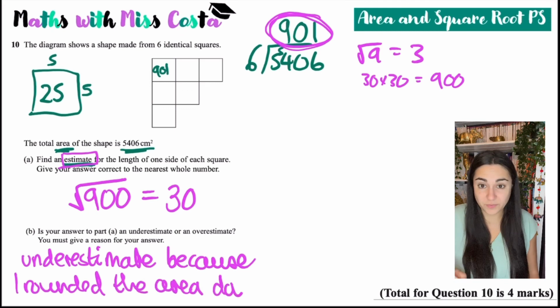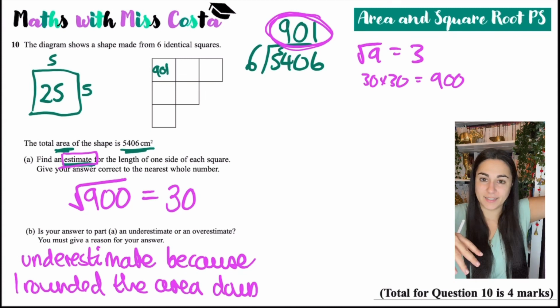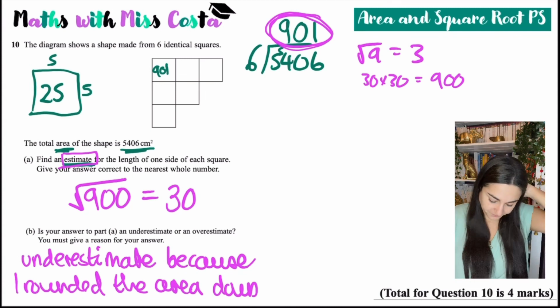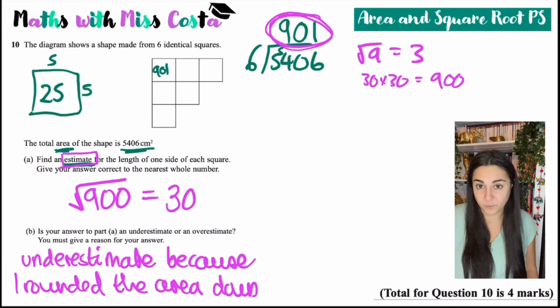So think about what you've done and what the impact would be to your number. Like if you had the square root of 1,000, that would be more than the square root of 900 because it's a larger number. Like the square root of 25 is 5, the square root of 16 is 4. So as the number gets larger, the square root will also get larger. So that's why it's an underestimate, because you rounded the area down before you square rooted it.